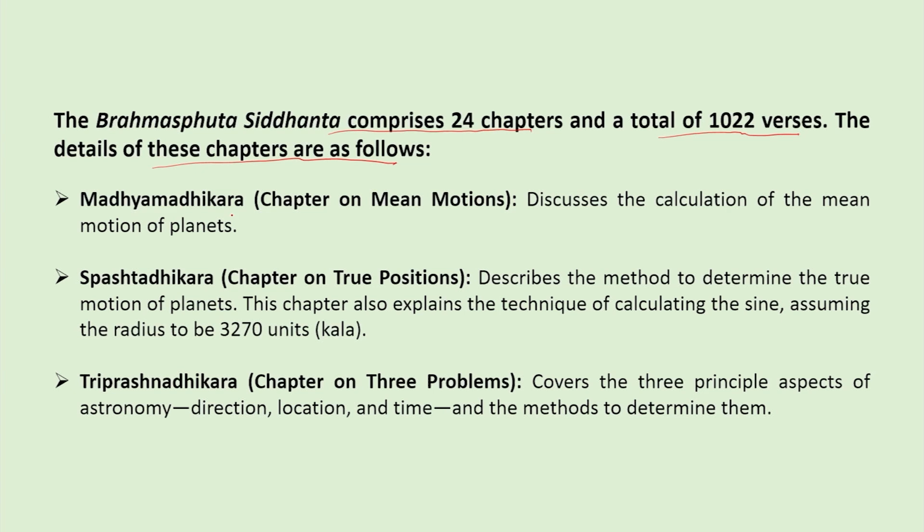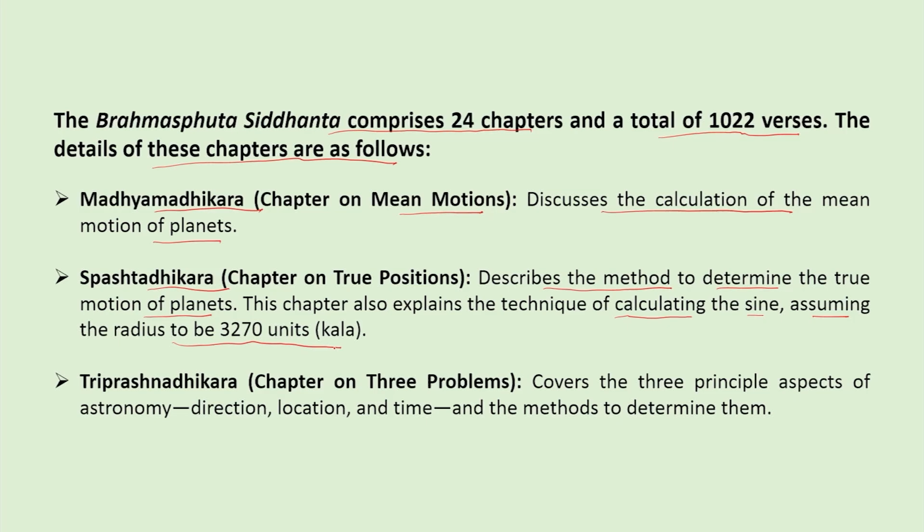The first one is Madhyamadhikara, the chapter on mean motion, which discusses the calculation of the mean motion of planets. Second is Spashtadhikar, the chapter on true position, which describes the method to determine the true motion of planets. This chapter also explains the technique of calculating the sine, assuming the radius to be 3270 units.